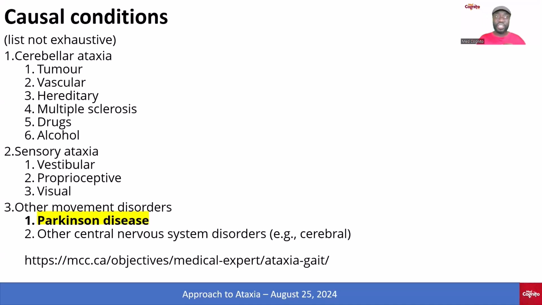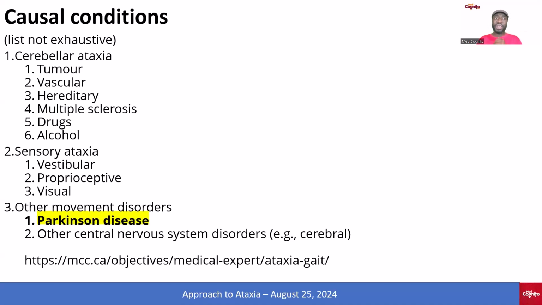It can be a vascular issue. It can be hereditary issues. It can be multiple sclerosis. It can be drugs, which can affect the cerebellum. It can be alcohol. So when you are learning, for example, if you come under an objective like this, you've got to take your time and ask yourself, if you go into your various books, like UpToDate, DynaMed, whatever book you're using, ask yourself, cerebellar disease, take your time and just break everything down.